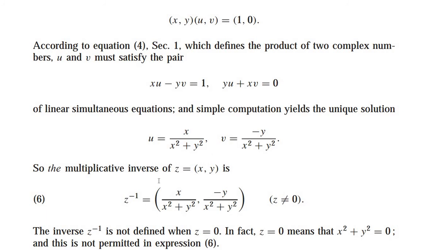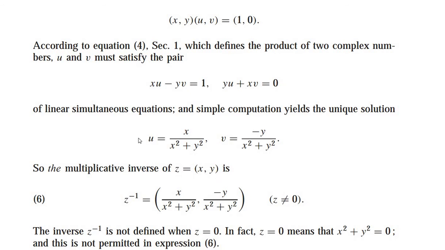Now we want the inverse of z. This one is a very important property in complex numbers, the inverse. For the inverse we use this formula. Suppose this is the complex number z equal to xy, we want to find the inverse of this xy. How do we find the inverse?